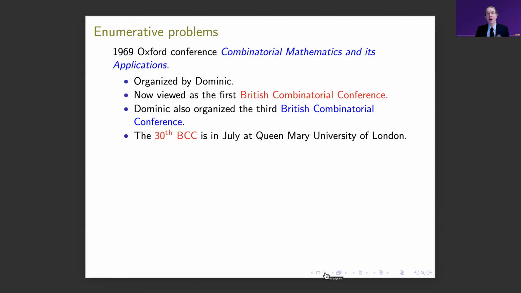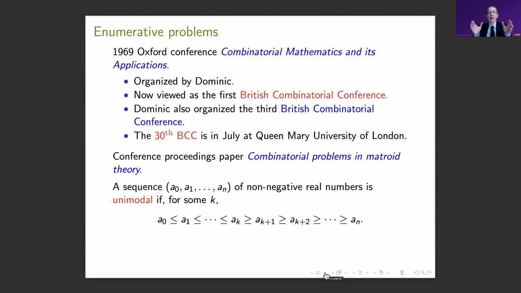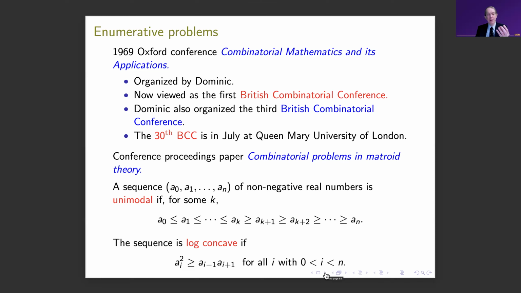Now, there are a lot of really nice problems in the paper that Dominic wrote for the proceedings called Combinatorial Problems in Matroid Theory. The ones that I want to talk about are enumerative, and some of you will anticipate why that is. A sequence of numbers is unimodal if it goes up, stays steady for a while, and then goes down. I'm sure you're all familiar with this. A somewhat stronger condition is that if you take any number in the sequence and you square it, that's greater than or equal to the product of the number before and the number afterwards.